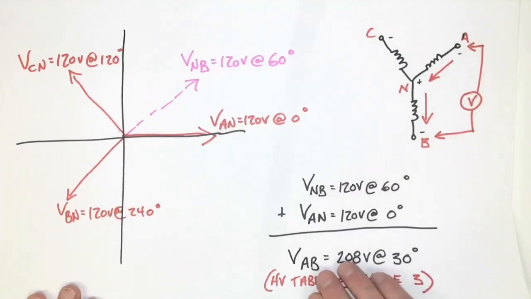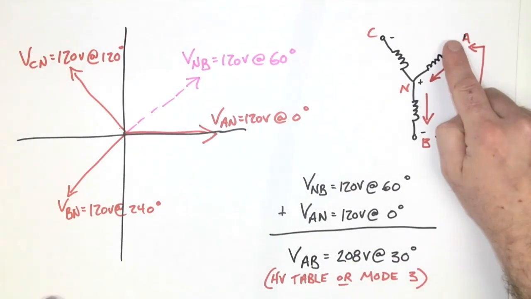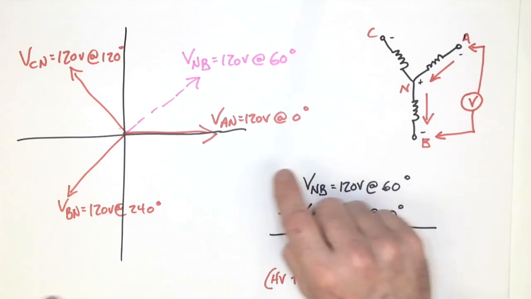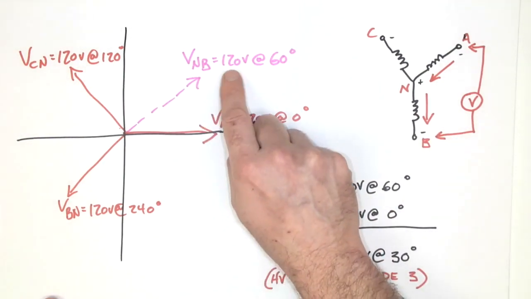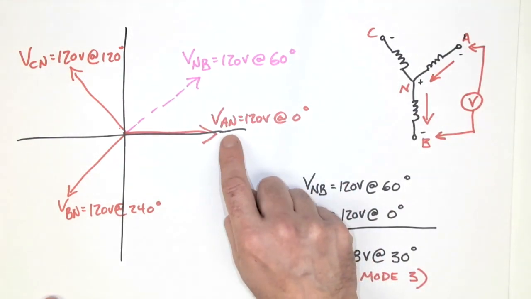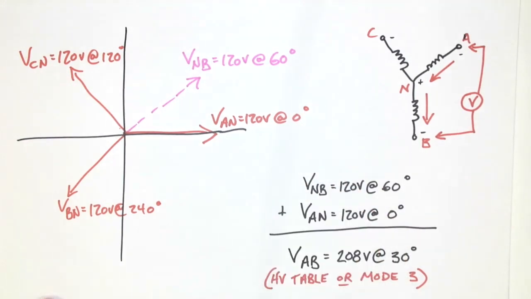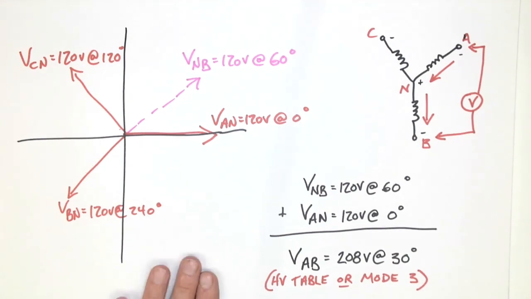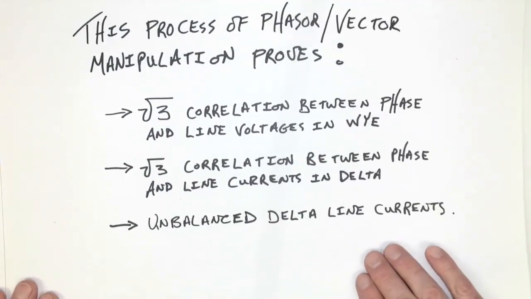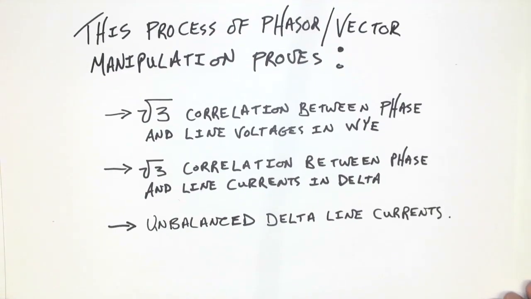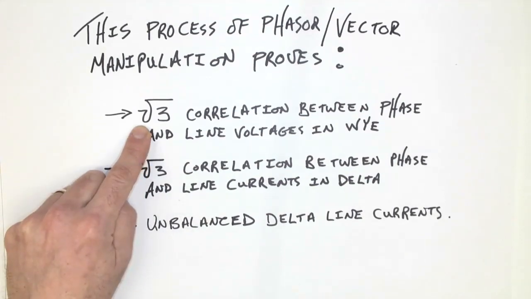So let's go through the process then. Now we have A to N, N to B. We have our 60-degree phasor here at 120 volts and our 0-degree phasor at 120 volts. And if we were to use either an HV table or mode 3, what you end up with is 208 volts at 30 degrees. This process of phasor or vector manipulation proves why we have a root 3 correlation.